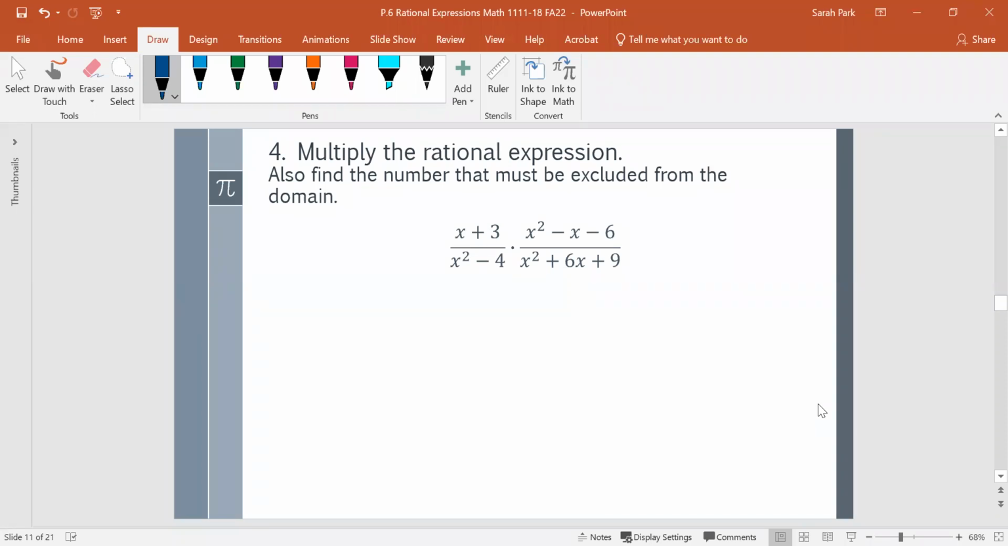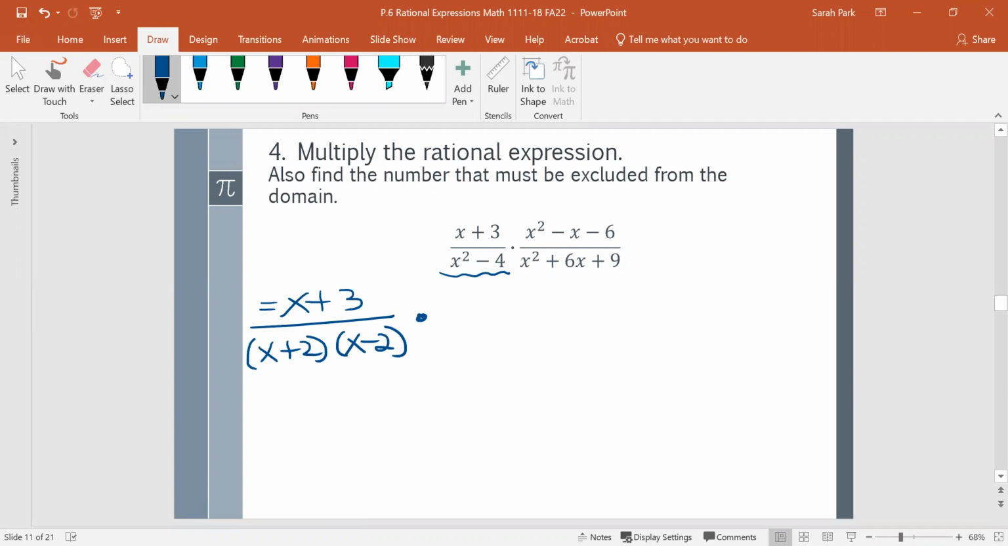So the first example we have is x plus 3 over x squared minus 4, and we're going to multiply that by x squared minus x minus 6 over x squared plus 6x plus 9. You want to factor each part completely. So we have x plus 3. That can't really be factored, so we'll have that here. We're going to factor x squared minus 4. That's a difference of perfect squares because we're subtracting 4, which is a perfect square. That factors to x plus 2, x minus 2.